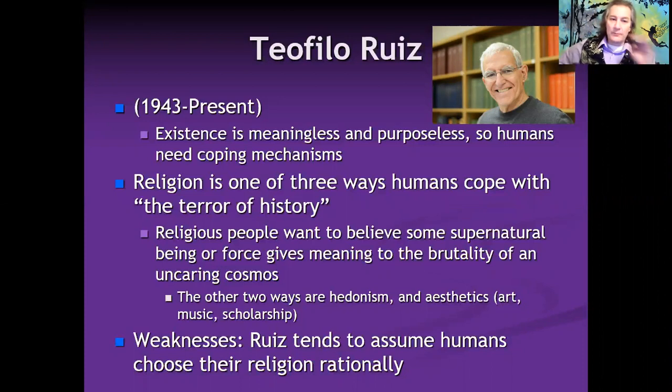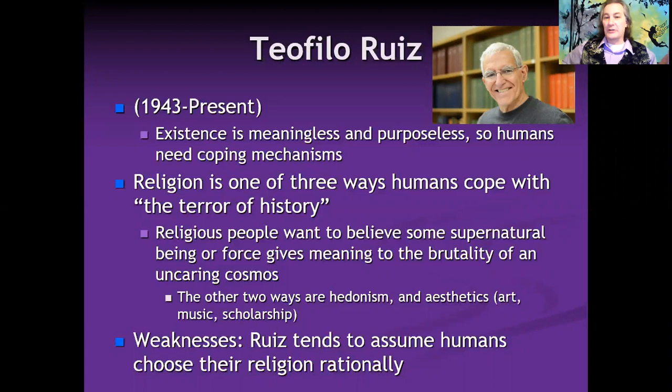According to Ruiz, religion is one of three ways humans cope with what he calls the terror of history. And you can see the other two are hedonism and aesthetics. Basically, in his view, there are three ways to deal with it. Life sucks. You're going to die. There's nothing else. There's no meaning to your life. You arose accidentally. You're going to die and snuff it. No one's going to remember you. How do you deal with this?